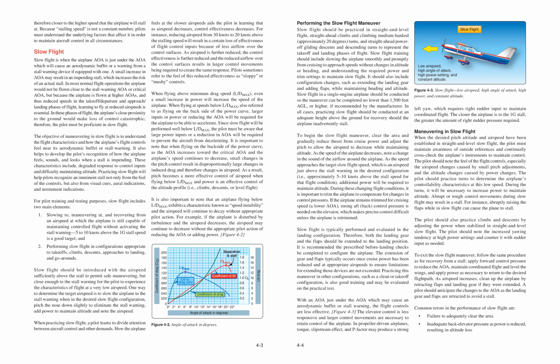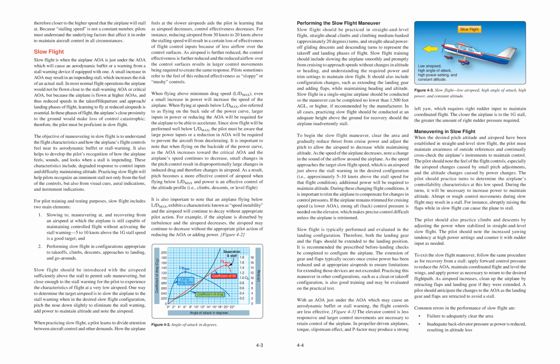When practicing slow flight, a pilot learns to divide attention between aircraft control and other demands. Performing the slow flight maneuver: slow flight should be practiced in straight and level flight, straight ahead climbs and climbing medium banked, approximately 20 degrees, turns, and straight ahead power off gliding descents and descending turns to represent the takeoff and landing phases of flight.